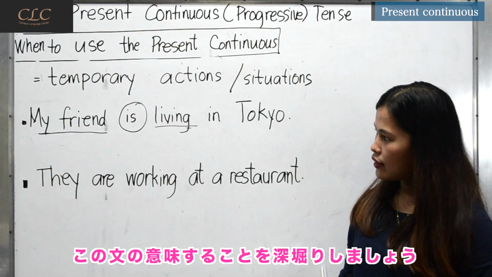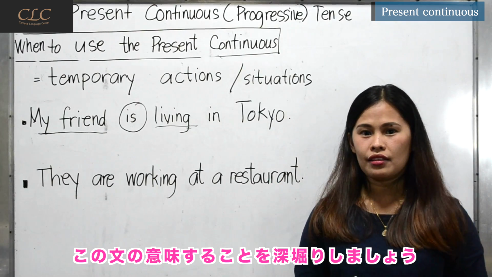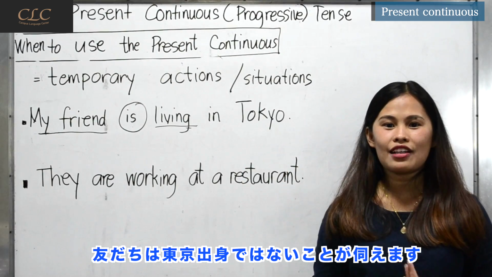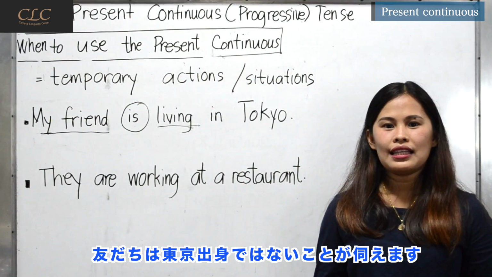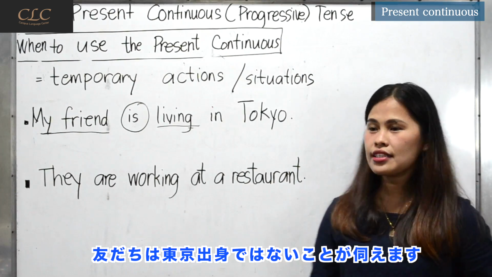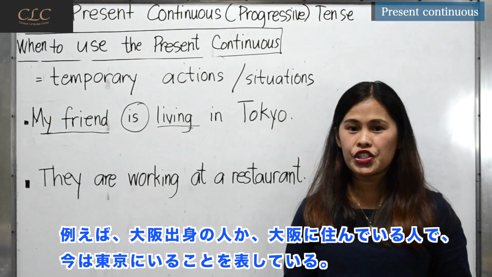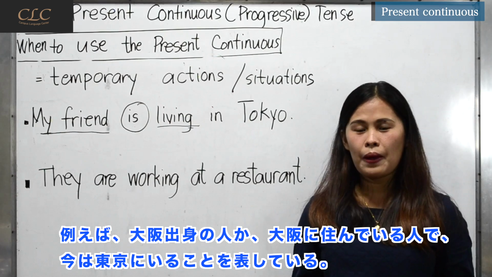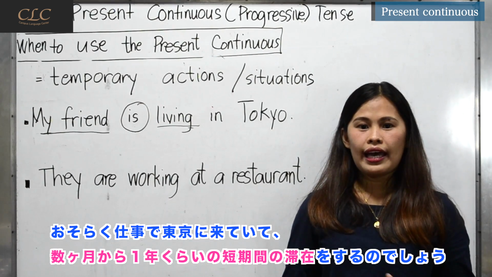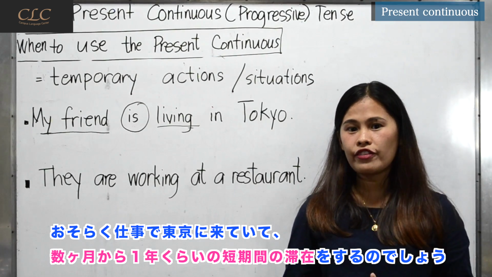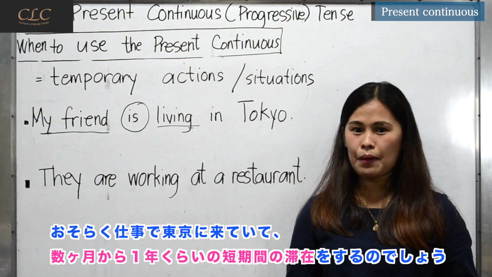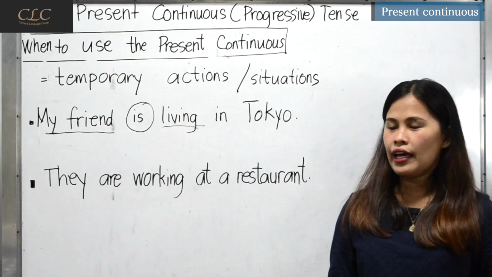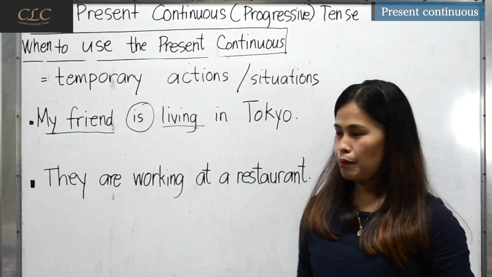So what does this sentence mean? So this means that your friend is really not from Tokyo. Let's just say that friend is from Osaka, or she lives in Osaka. But right now, she is in Tokyo. Maybe she's working, and she's going to stay or live there for a short time. Maybe for a month or for a year, but not forever. And let's have the second example.